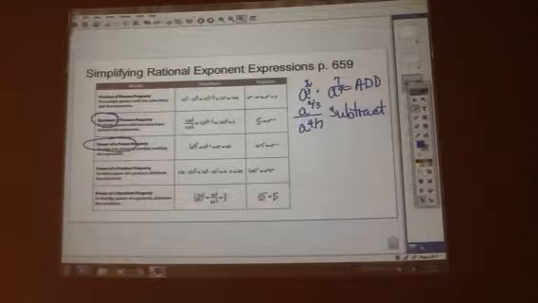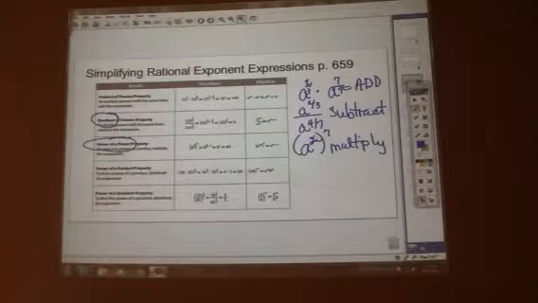Power of a power, or power to a power. That means if I have a to the 2nd to the 7th, that is called a power to a power, or a power of a power. They're next to each other. On this, you would multiply the powers. Multiply the powers.